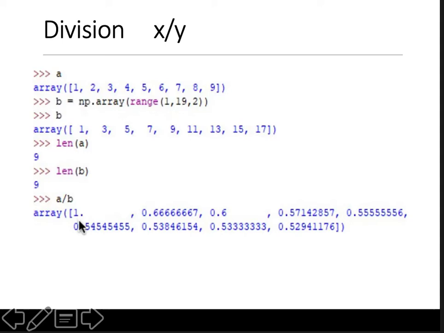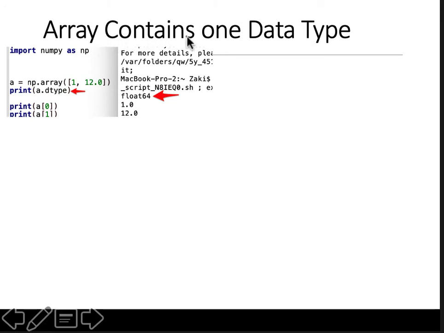1 over 1 is 1.0. Why? Why didn't it say 1 over 1 is 1 and the next is decimal, the next is decimal? Remember, arrays are of this homogeneous type. So if any member comes in decimal, it will change all of them into decimals. Hence, 1 over 1 will not be 1, it will be 1.0. Okay. So like I said, an array contains only one data type.